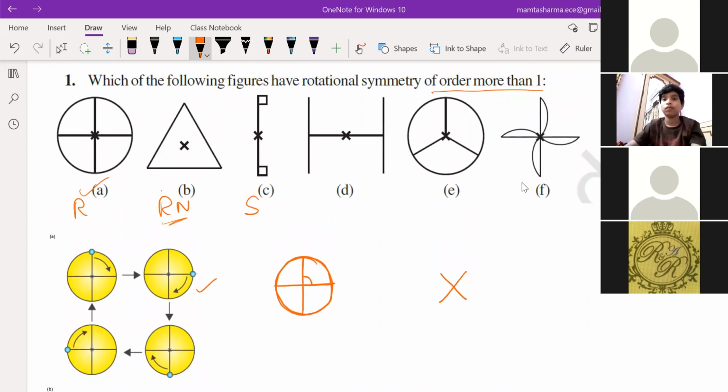Shiva Pranav, not correct. Rotational symmetry would be? Ma'am, 1. Not 1, 2. For this figure, it would be 2, because it is separated by X.